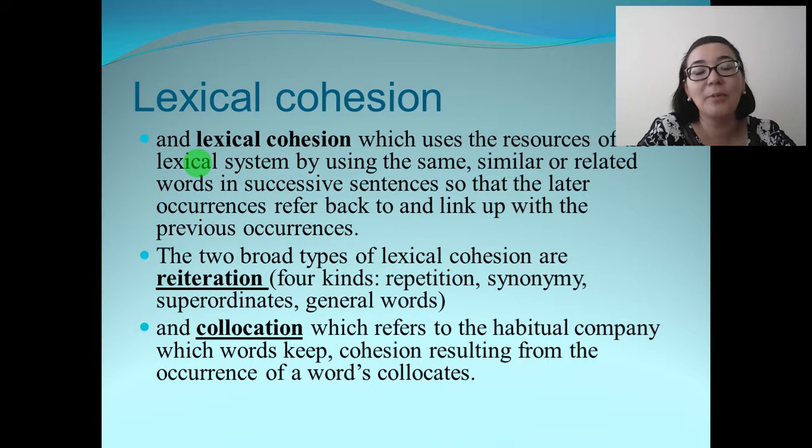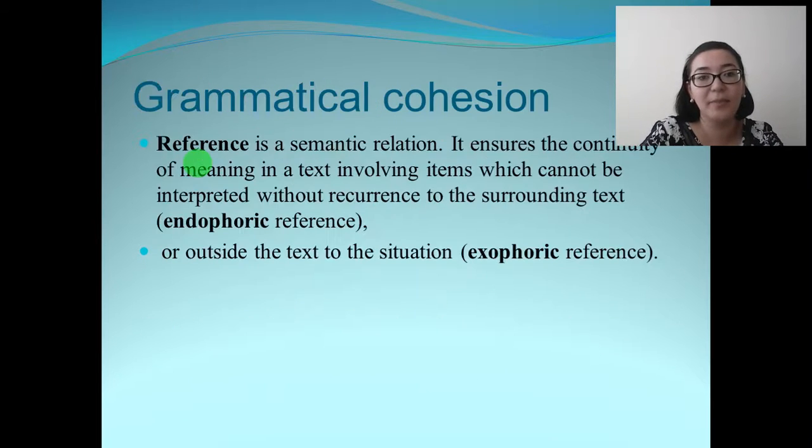The two broad types of lexical cohesion are reiteration, which has four kinds: repetition, synonymy, superordinates, and general words; and collocation, which refers to the habitual company which words keep. This is cohesion resulting from the occurrence of words that collocate.